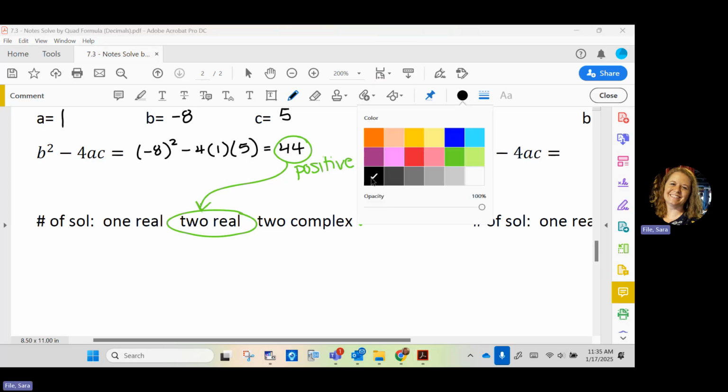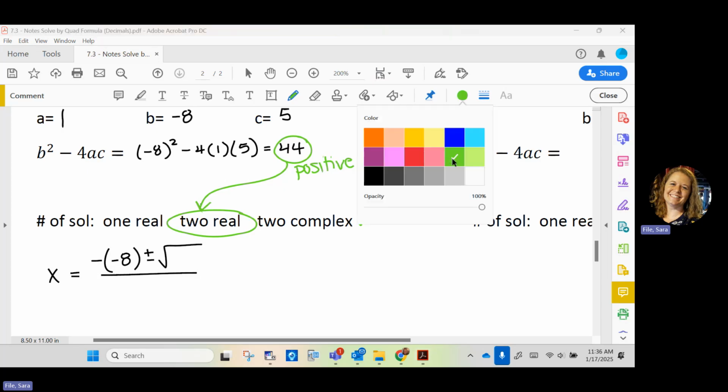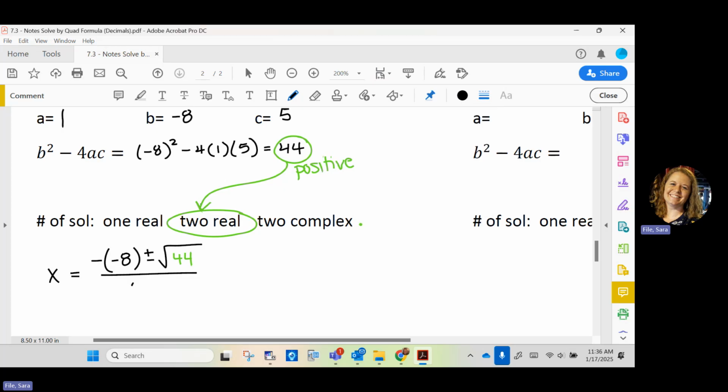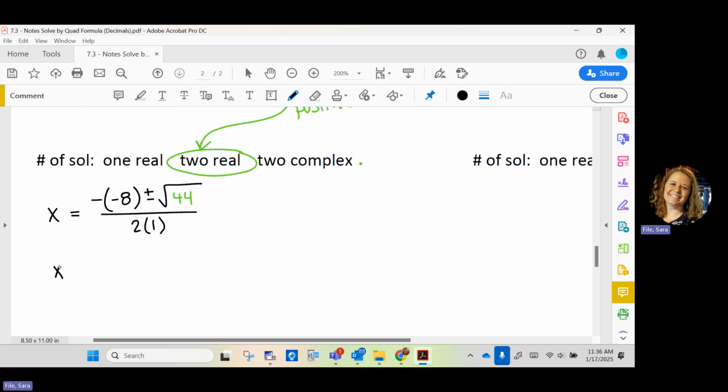So we have x equals negative b. Now b is negative, so we have a double negative because there's a negative from the formula, and then our b value is negative. So negative b plus or minus the square root. Now, under the square root is what we just found, the discriminant, 44. It's all over 2 times a. Our a is 1. So I'm going to simplify this. The double negative becomes a positive 8.